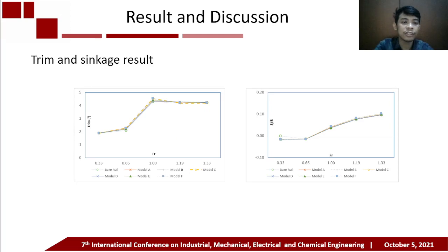This picture is the trim and sinkage result. The first chart shows a comparison of trim angle based on ship speed or Froude number. A Froude number less than 1.33 shows an increment in the trim value compared to that of the bare hull. The interceptor installed 4 meters behind midship at 80 degrees and 90 degrees shows trim reduction compared to the bare hull. And the second chart is the sinkage value: every model, either 80 degrees or 90 degrees, shows an increment compared to the bare hull sinkage value.